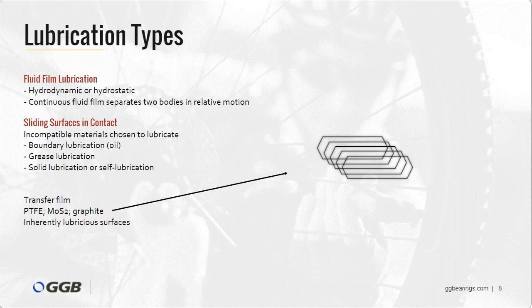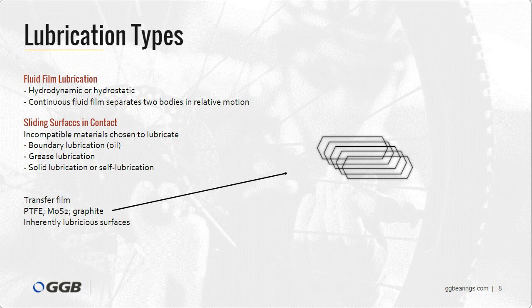So, lubrication types? Well, we've got a couple that we're going to talk about here. First is fluid film lubrication. You've got hydrodynamic or hydrostatic lubrication, in which case you get a fluid film separating two bodies that are in relative motion, and John's going to talk about those.